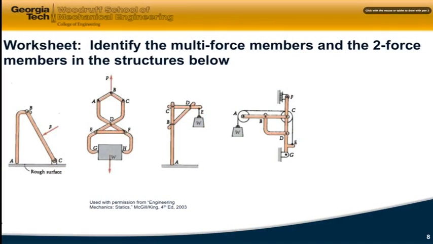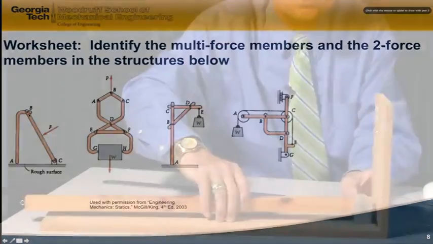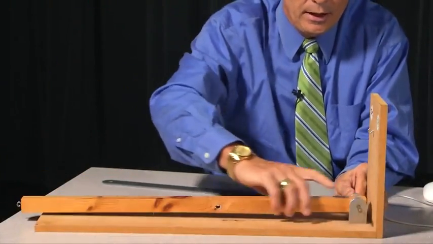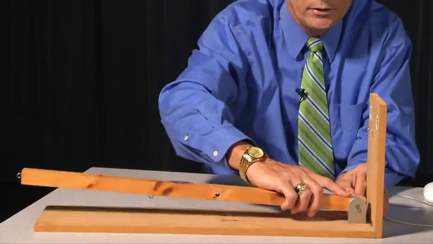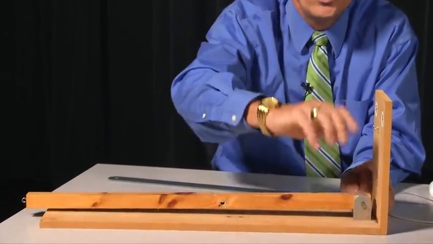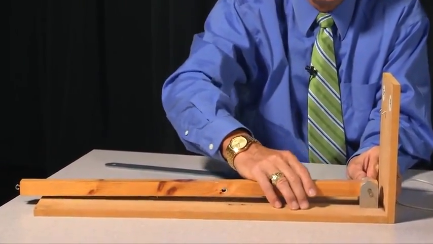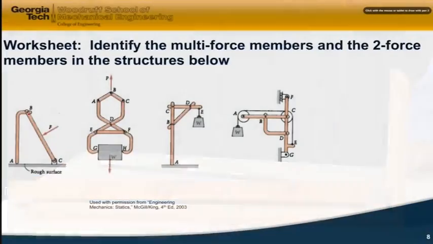Okay, let's conclude the module by doing a worksheet where we identify multi-force members and two-force members in the structures that are shown here. First of all, let's look at this structure on the left. You can see up here at point B that we have what we'll idealize as a frictionless pin. Here's an example of a frictionless pin. It allows rotation, but it doesn't allow any movement in two orthogonal directions, for instance, the X or Y direction. So that's a frictionless pin at B.